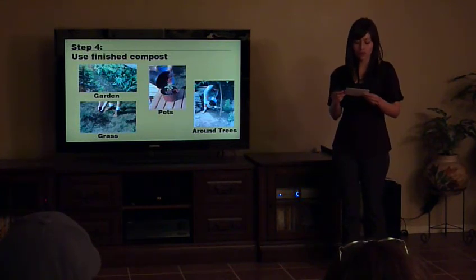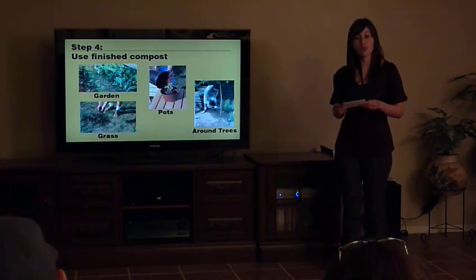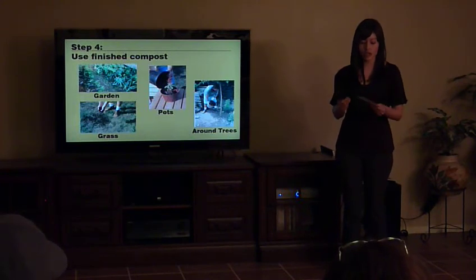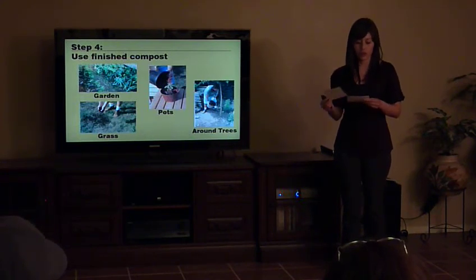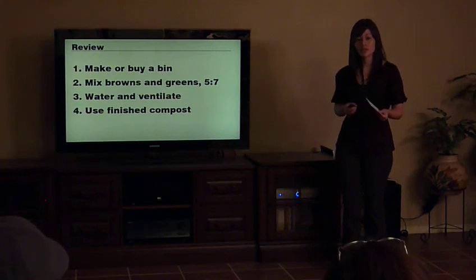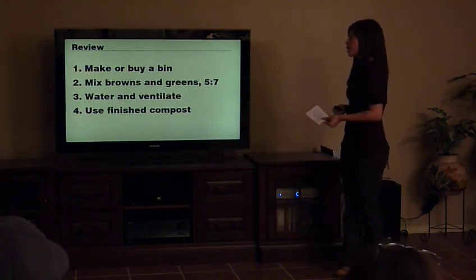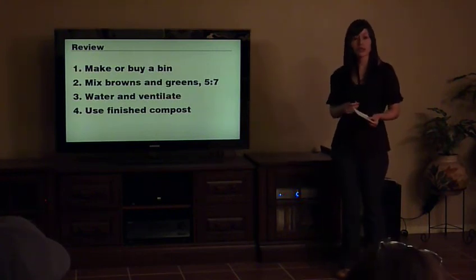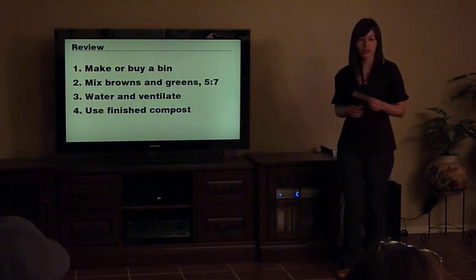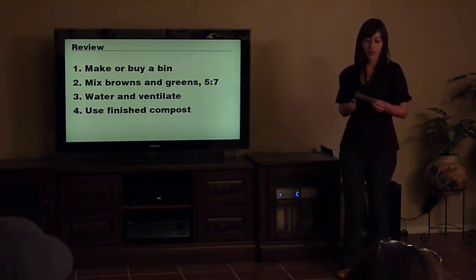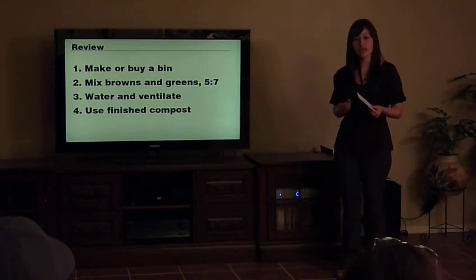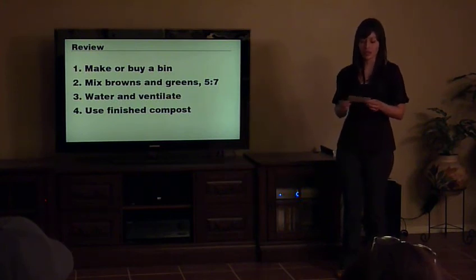So now that you know the 4 steps to creating your own compost, you can start turning your own trash into fertile compost. So let's review the 4 steps. 1. Make or buy a bin. 2. Combine a 5:7 ratio of brown to green items. 3. Maintain your bin by keeping it damp and ventilated. And 4. Use your finished compost.